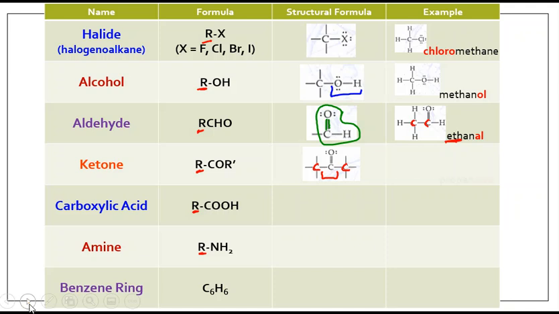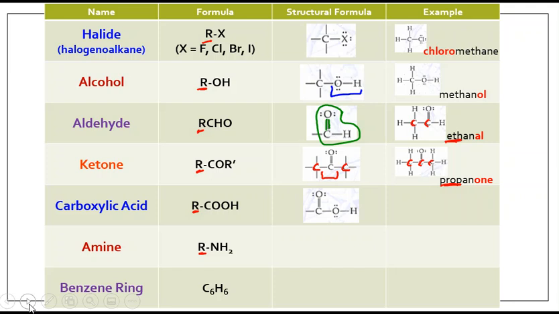Ketones, the ending is changed to -one. In this particular case, there's 3 carbons. You have a C, C, C, so that's the prop part, propanone. So it's like propane, and then you take off the -ane and you put -one, propanone.